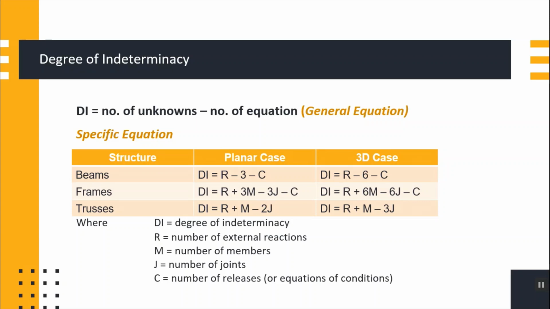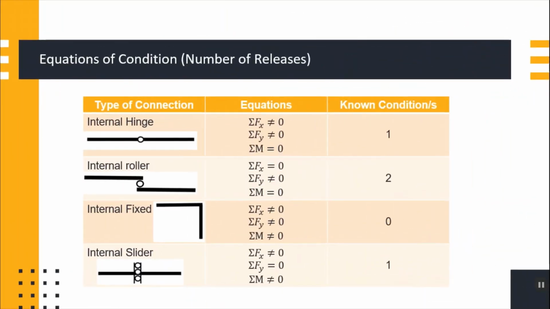Pag sinabing number of releases, ito yung mga equations of conditions natin na internal supports. Sa mga internal supports siya nakikita. So, ano yung mga types ng internal supports? Ito yung mga internal hinge, which kapag kinat mo sa mismong internal support na yan, meron kang isang moment. So, ibig sabihin, ang number of release niyan is 1 lang. Sa internal roller naman, meron kang summation of Fx, tas summation of moment. So, magkakaroon ka ng 2 number of releases.